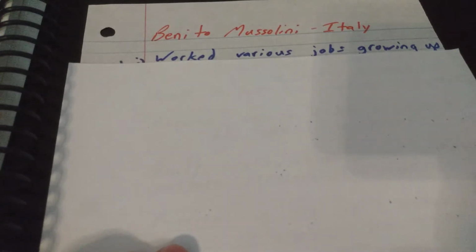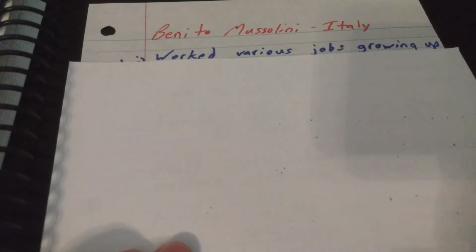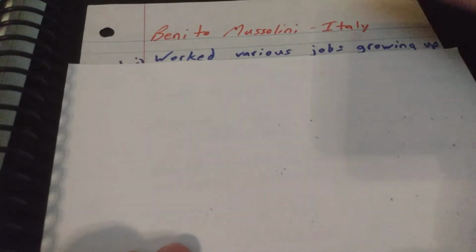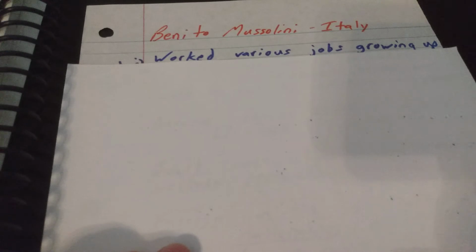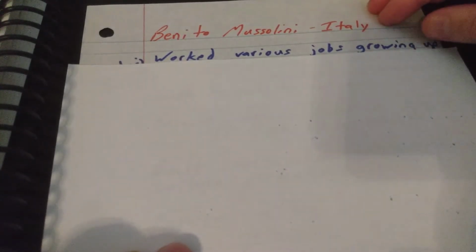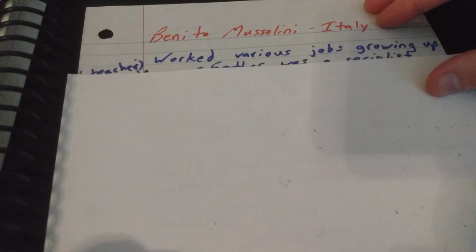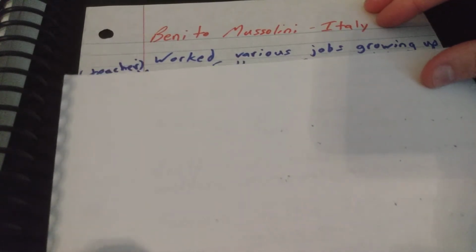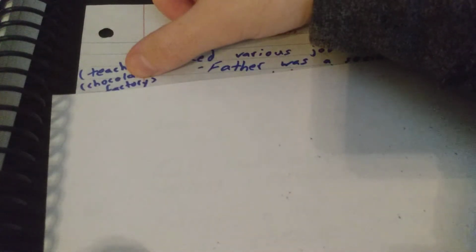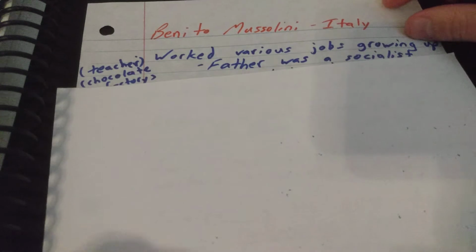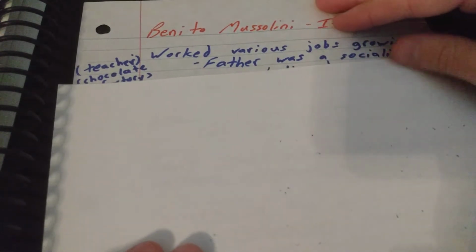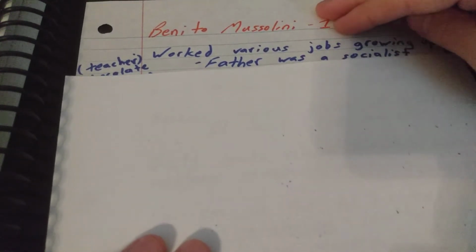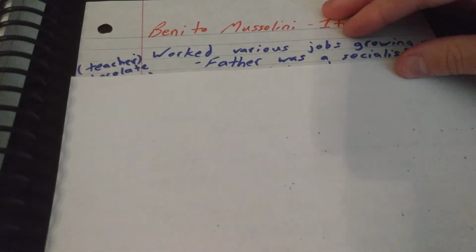His father worked in a factory, I think, and his mother was a teacher, and that, I guess, influenced Benito Mussolini to work in those same kind of jobs. He worked as a teacher at one point for a brief period of time. He also worked in a chocolate factory, which is kind of interesting. But more importantly, Benito's father, he was a socialist, and we've talked about that word before.